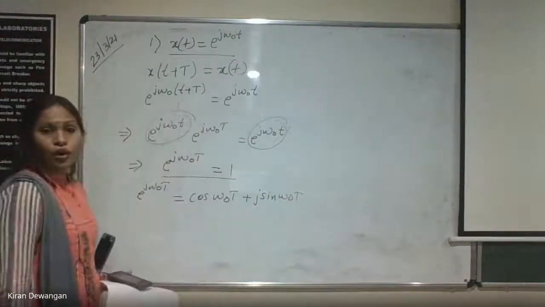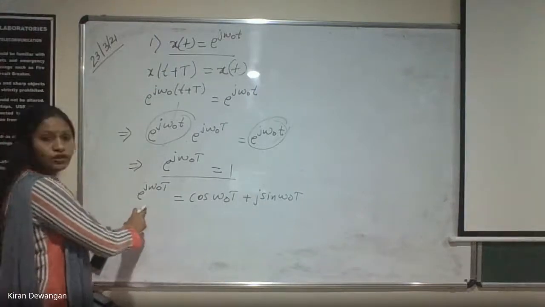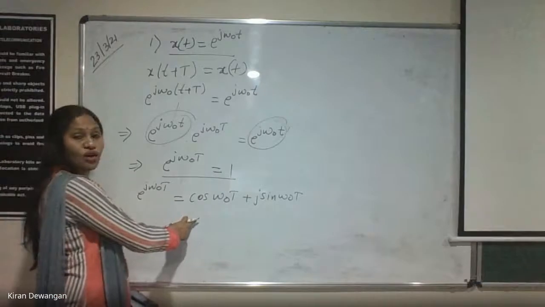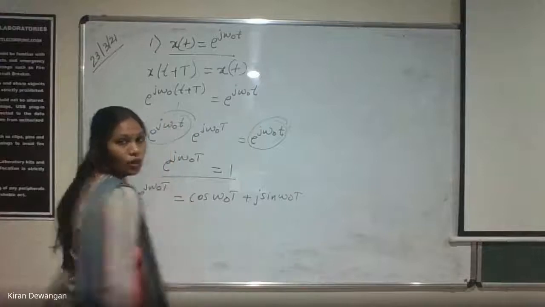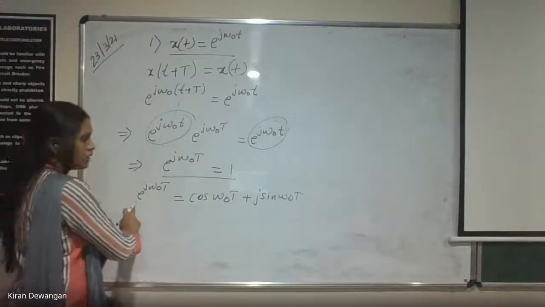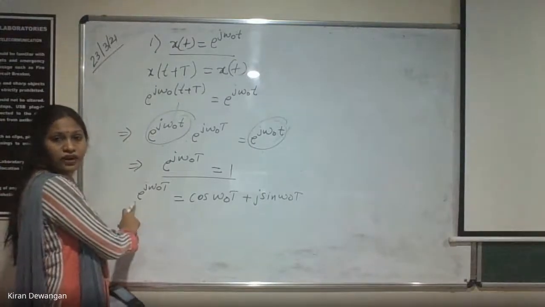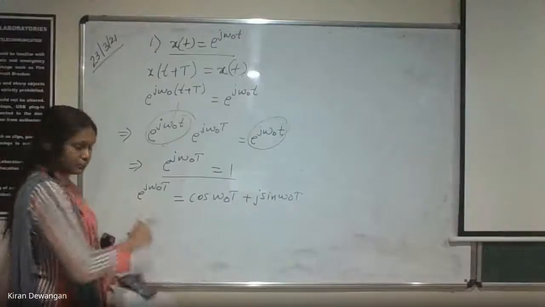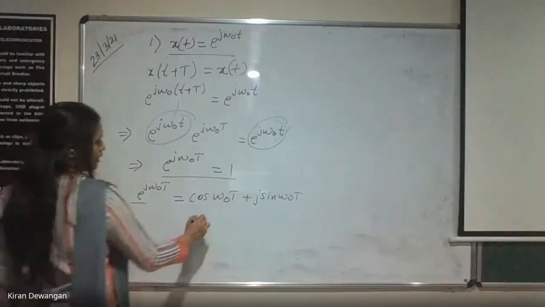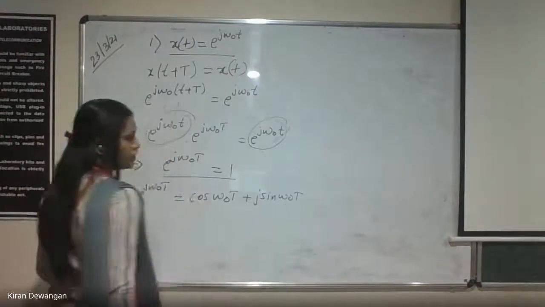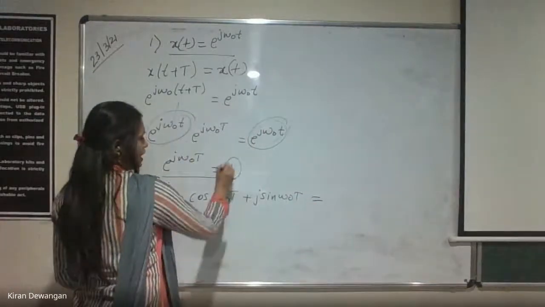Can we write it in this form? Do you know about this, students? That we can write e to the power j omega naught t as cos omega naught t plus j sin omega naught t. You know, right? If you know, I will proceed further. This is how we can write our exponential function. Now this is given as 1.